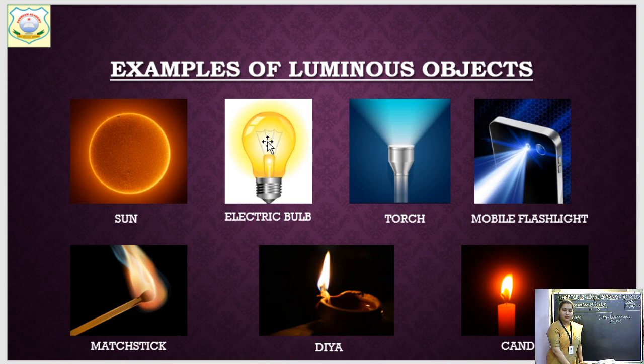Electric bulb is a luminous object. Though it is artificial, it can emit light, so it is luminous. Torch is luminous. The flashlight of a mobile is also luminous. Burning matchstick is also luminous. Diya, candle. All these things can emit light, so they are called luminous objects.